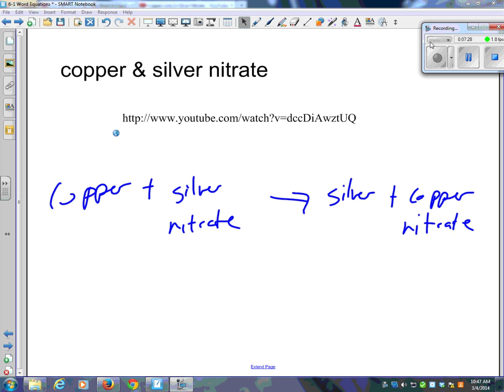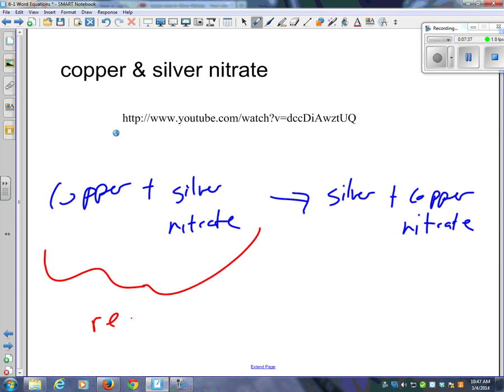Okay, so that's copper plus silver nitrate, silver plus copper nitrate. What are the reactants here? Troy, what are the reactants? I'm giving you a very strong hint. Copper and silver nitrate. Where are the products? Over there, right? The products are silver and copper nitrate. We will get to where we have to write the formula for this happening. We're now just worried about the word equation. Okay? The next one.